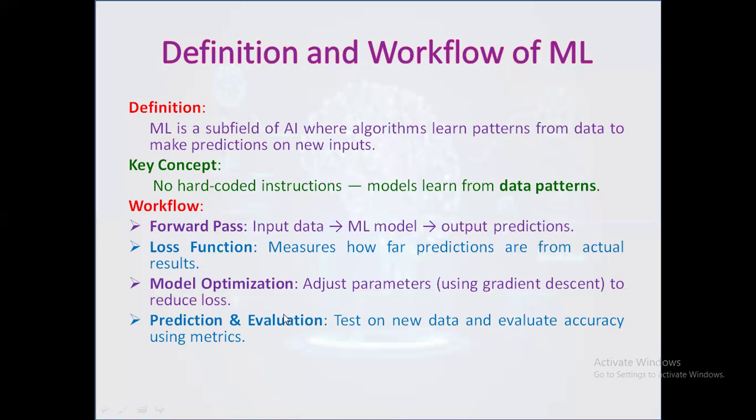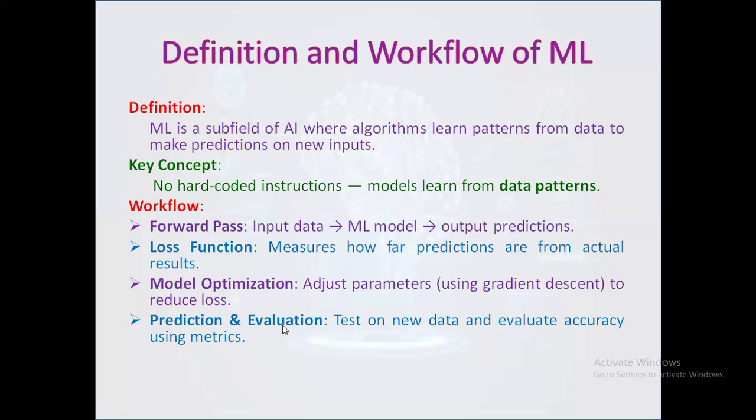Next, the model optimization process. It involves adjusting the model parameters iteratively to reduce the loss function. This is typically done using optimization algorithms such as gradient descent, which calculates how changes in each parameter affect the loss. By following the direction of the negative gradient, the model incrementally improves its accuracy with each iteration.